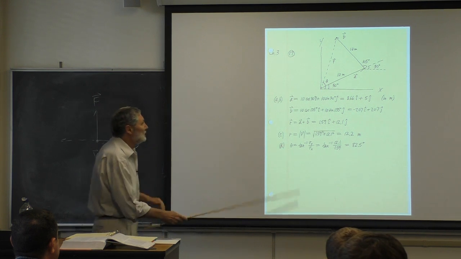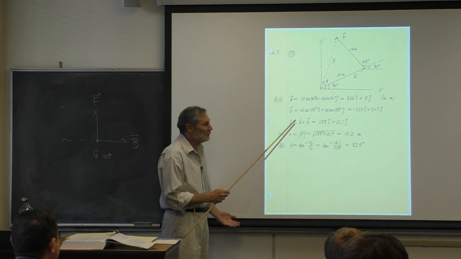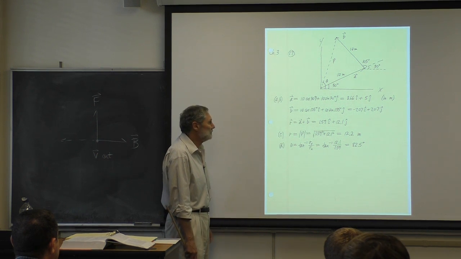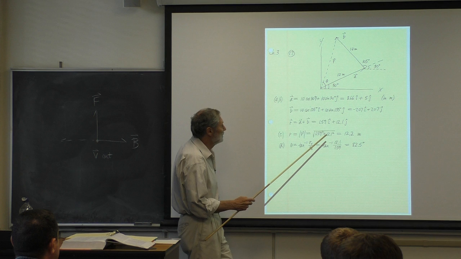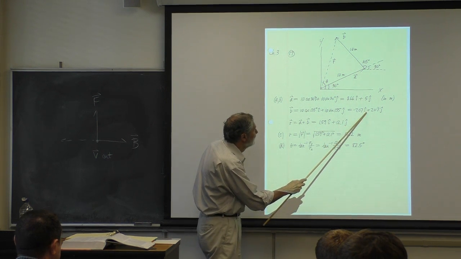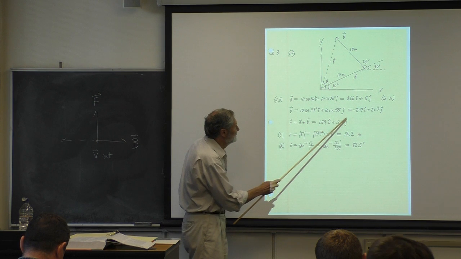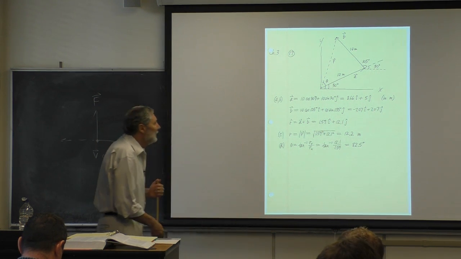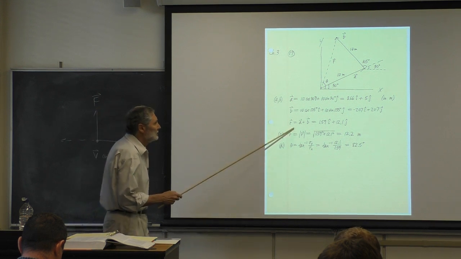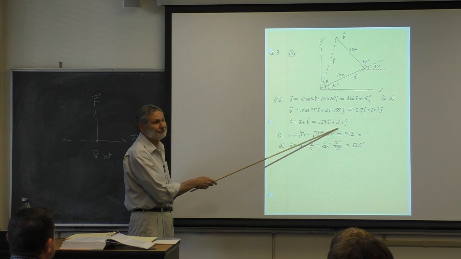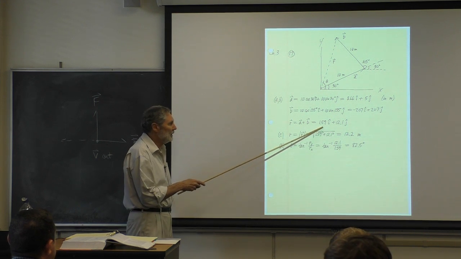So the sum is now very easy to do. The x component of the sum is just the sum of the x components. And the y component is the sum of the y components. So I'm just going to add these two things together. Adding the x components gives me this. Adding the y components gives me this. And now we have our sum represented as components in terms of unit vectors here.